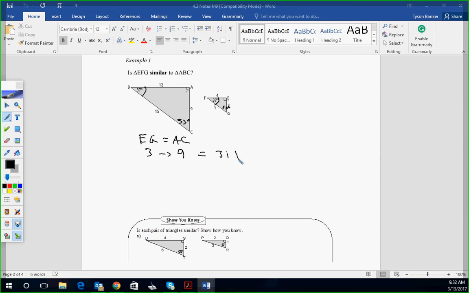Then we look at BC and FG. Sorry, I should have written this one the other way, but that's all right. 15 to 5, again, 3 to 1. And then 12 and 4, so that is also 3 to 1. So yes, this is similar.